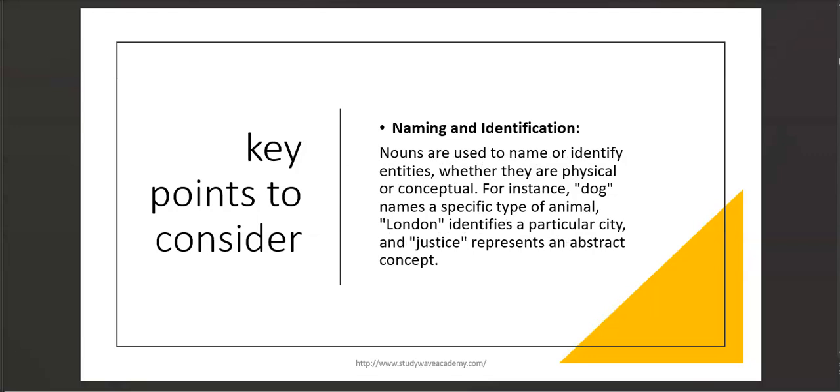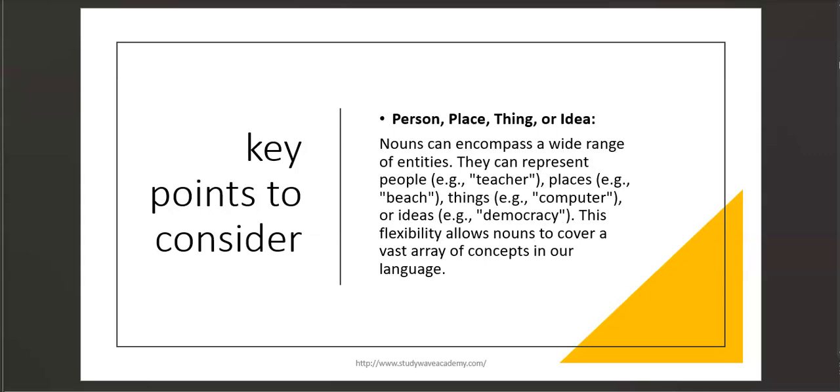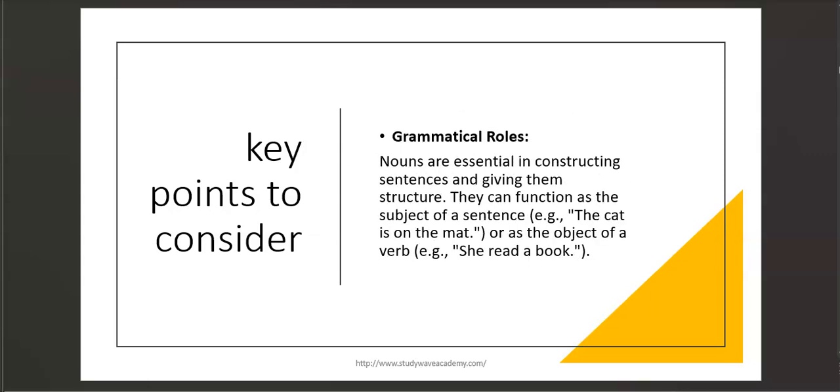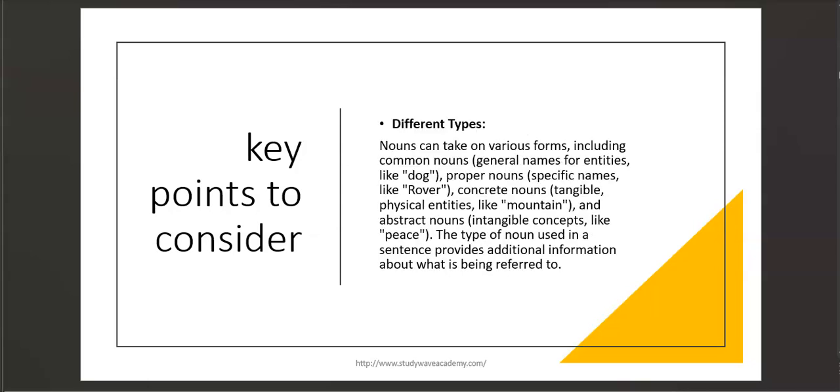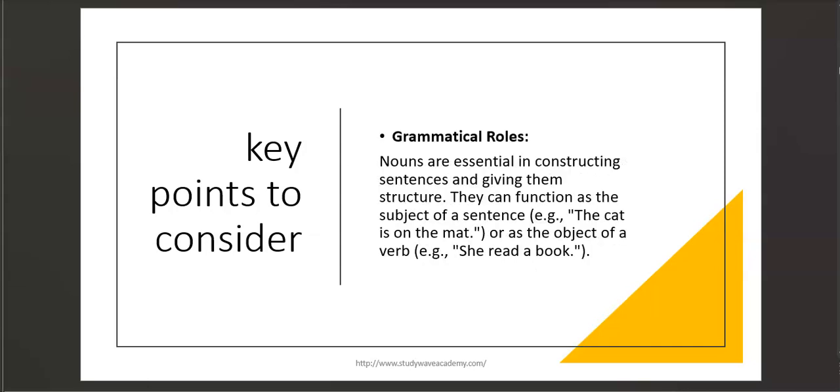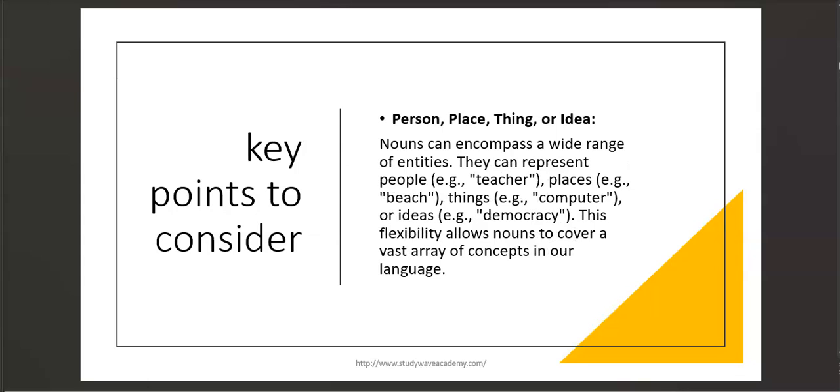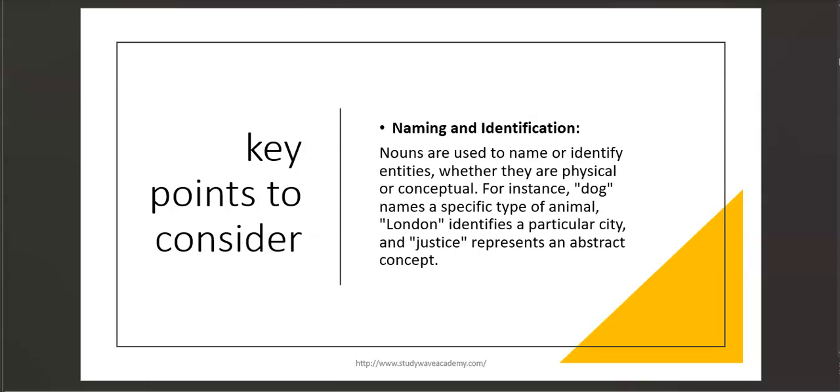Okay, so we have naming and identification, we have person, place, thing, or idea, we have grammatical roles, we have the different types. So those are the key points. If you want to well understand what nouns are, or what these nouns entail, you have to know these key points. You have to consider all these key points. Do you know that nouns are of different types? Do you know that nouns have grammatical roles? Do you know that nouns name places, things, or ideas? And lastly, ask yourself, do you know that nouns are for naming and identification?